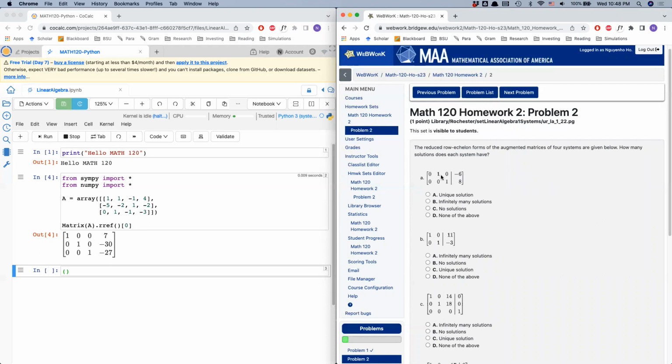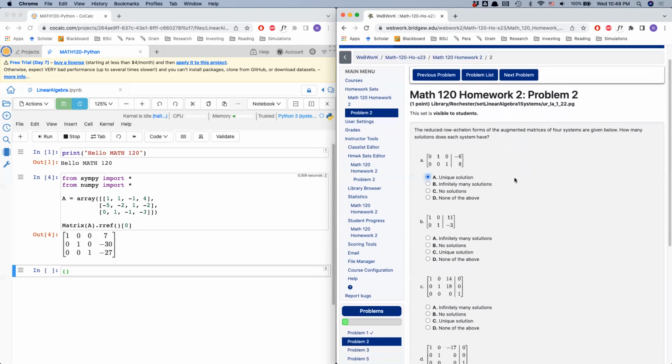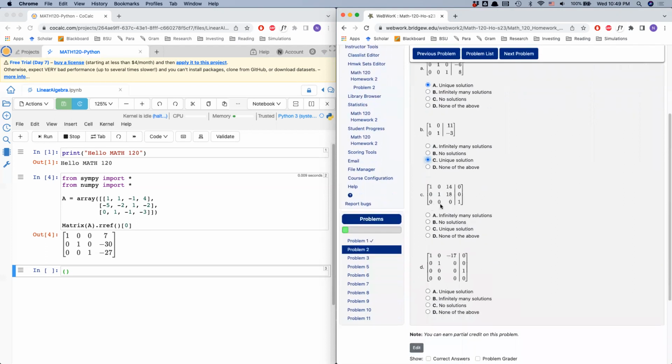For this one, let's say this is x, y, and z. In this case, y is equal to negative 6 and z is equal to 8, so you have a unique solution. Here you have a unique solution as well.